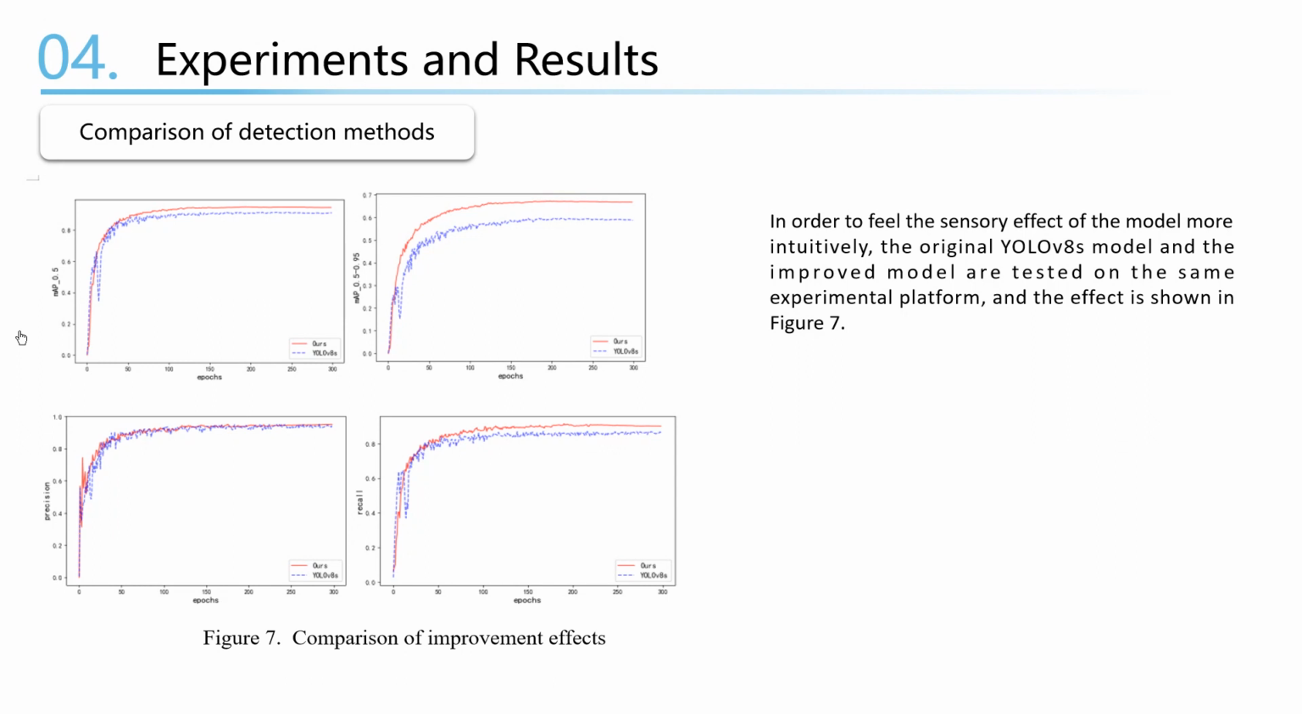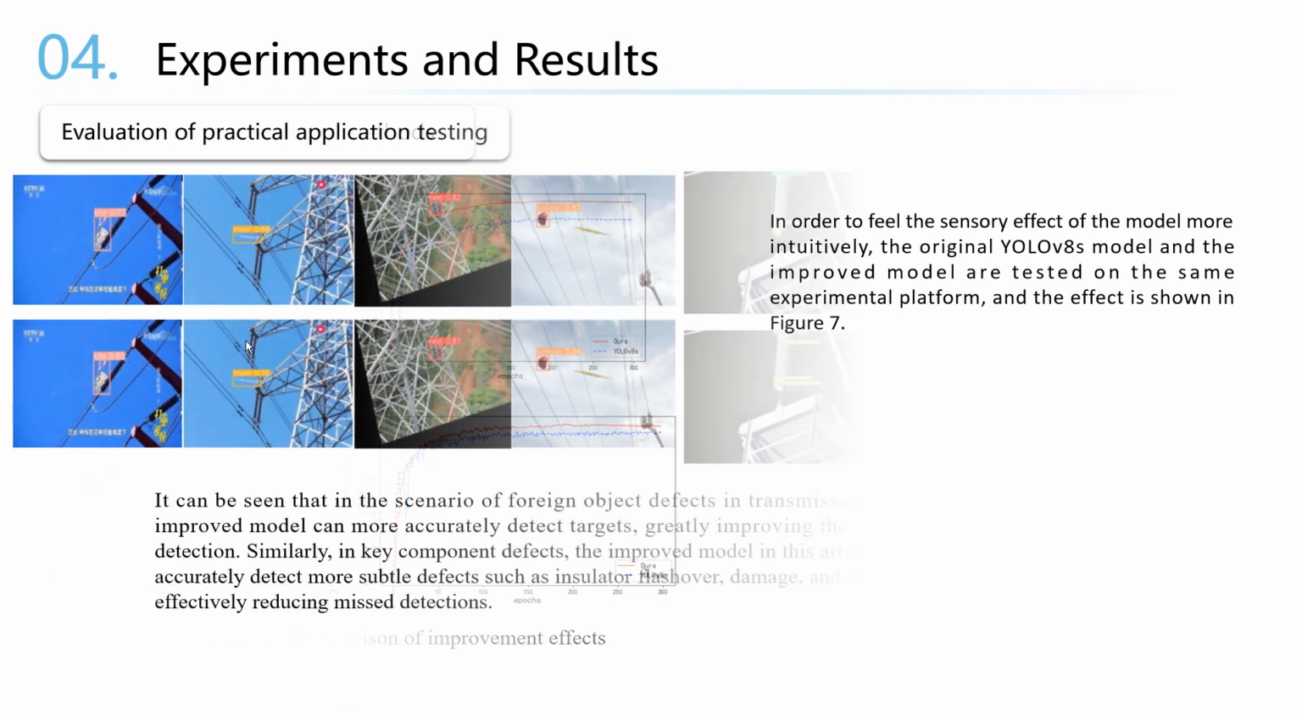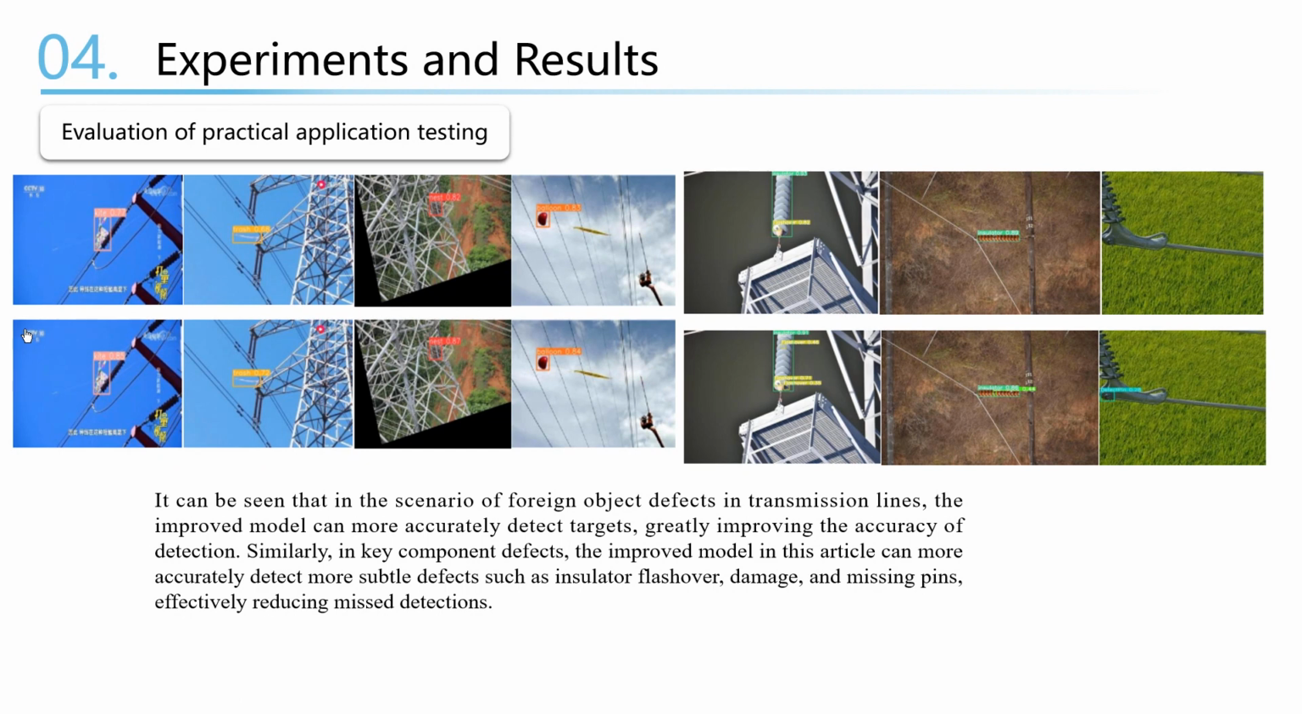Comparison of detection methods. In order to feel the detection effect of the model more intuitively, the original YOLOv8 model and the improved model are tested on the same experimental platform, and the effect is shown in Figure 7. Evaluation of practical application testing. It can be seen that in the detection of foreign object defects in the transmission lines, the improved model can more accurately detect targets, greatly improving the accuracy of detection.